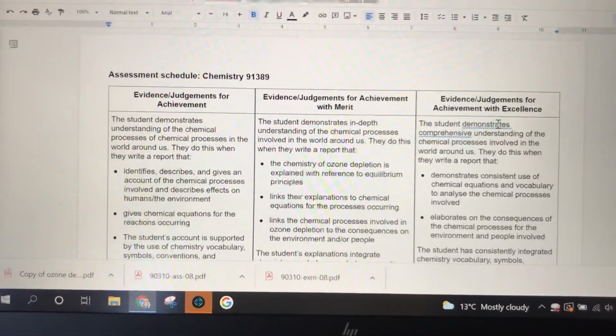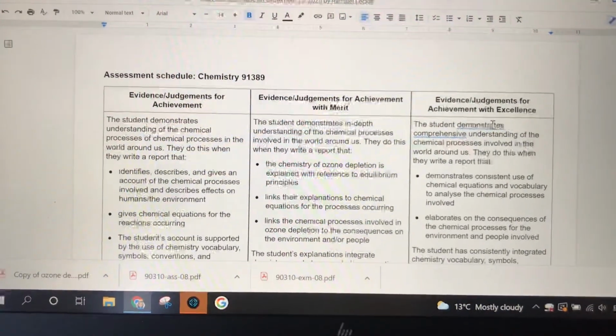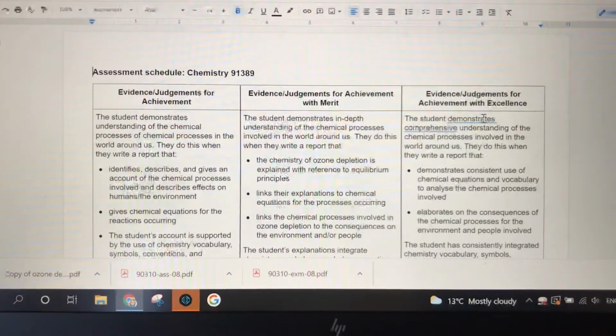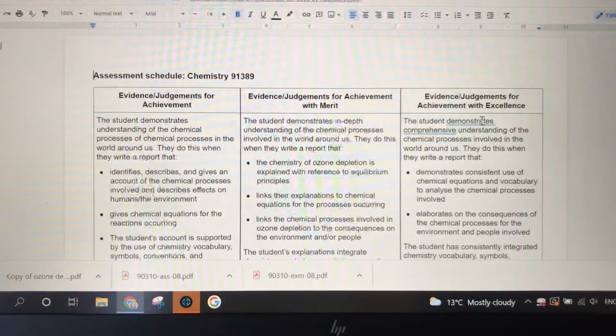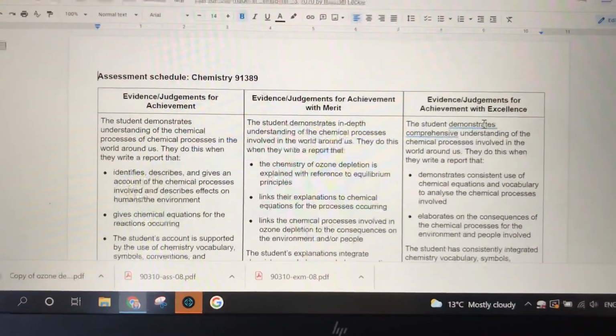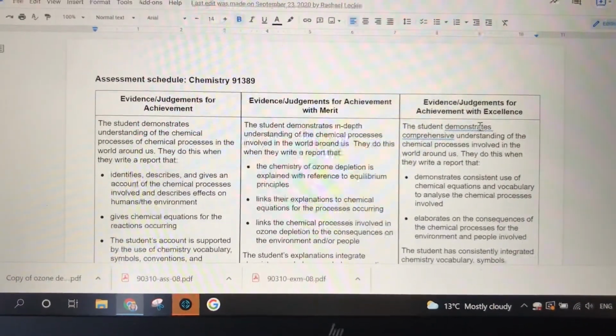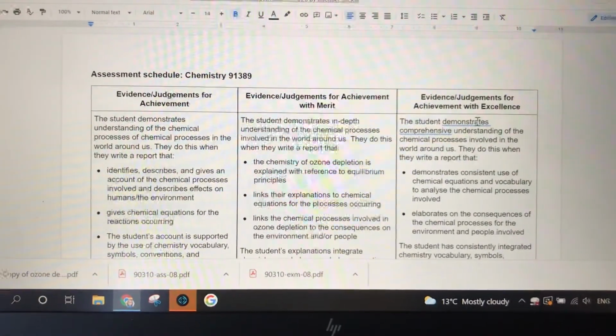I haven't gone over ocean acidification. Essentially it's the same. The only difference with ocean acidification is that you will be reporting to Miss Lecky and she will be marking your draft, not me. I'm responsible for ozone.